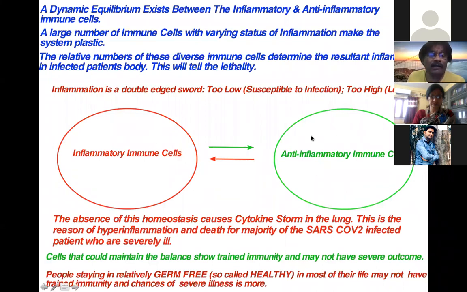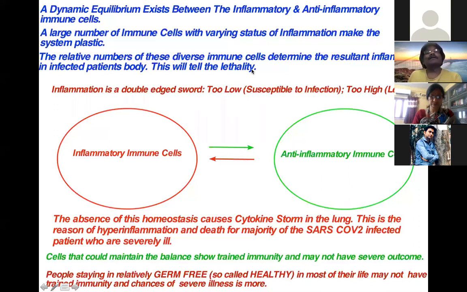And why? There is a reason. Because most of the people in our country do not live in a germ-free condition, and it is good that they do not live in a totally germ-free condition. That means the system is under trained immunity, so this balance is more. Some people, of course, will have a lack of balance and will have a severe phenotype. But this is the general scenario of a country where there is no germ-free condition.